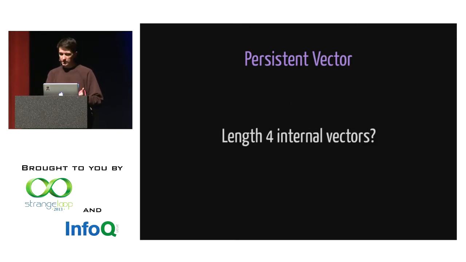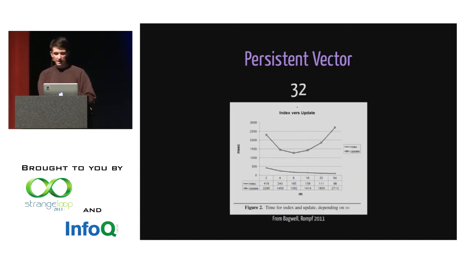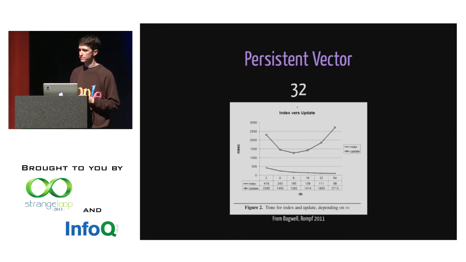Now, we also don't really use length 4 internal vectors in an actual implementation of this. Phil Bagwell has this graph in one of his papers. Basically, when you're increasing the size of the nodes or of these internal arrays, there's a trade-off between indexing speed and update speed. So when the arrays are small, update is slightly faster because you don't have to copy as many elements when you're copying down the path. But indexing is slower because you have more steps that you have to go down when you're trying to get an element. And it just turns out that 32 tends to be a pretty good balance. In this graph, it looks like 16 might actually be a bit better, but I didn't do any testing. I just used 32.